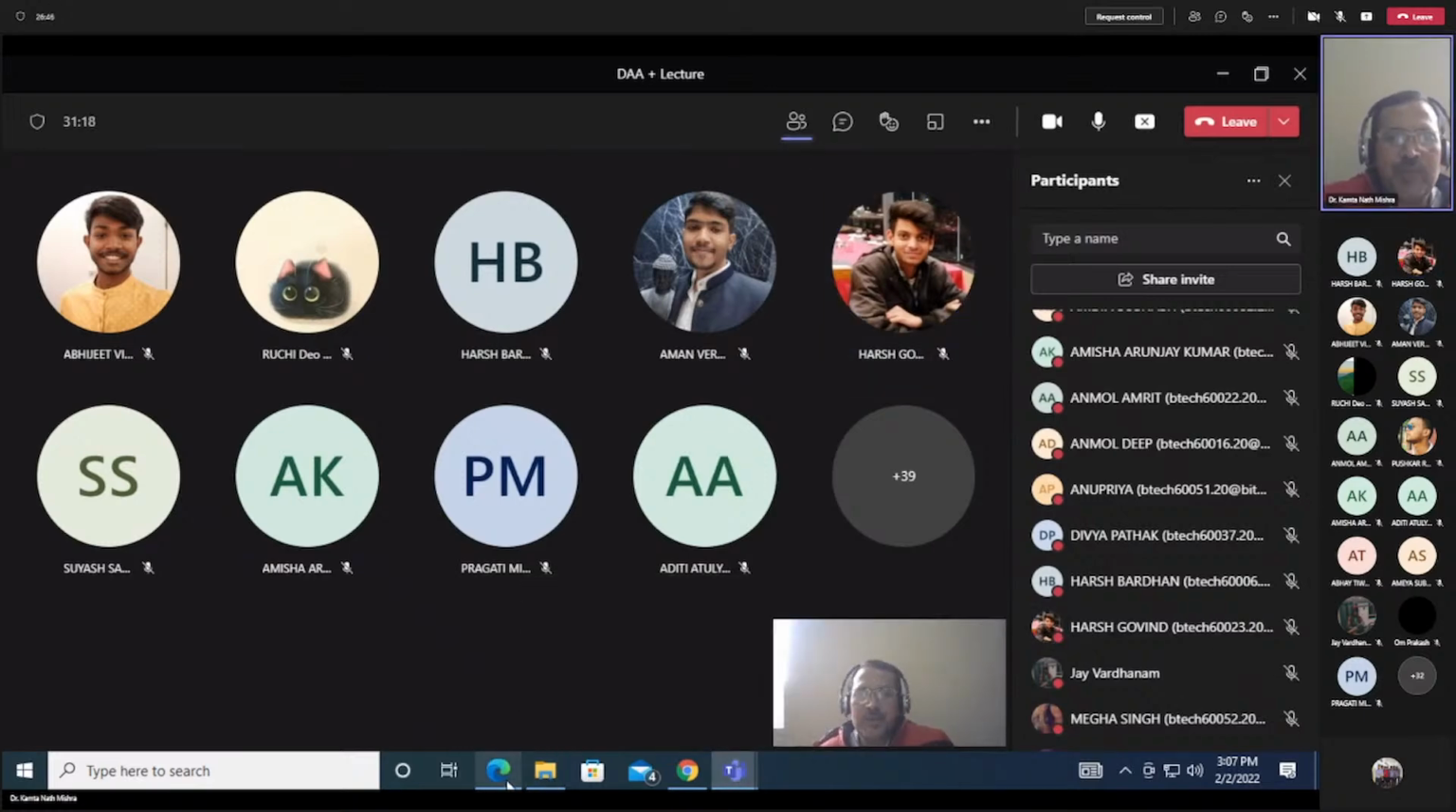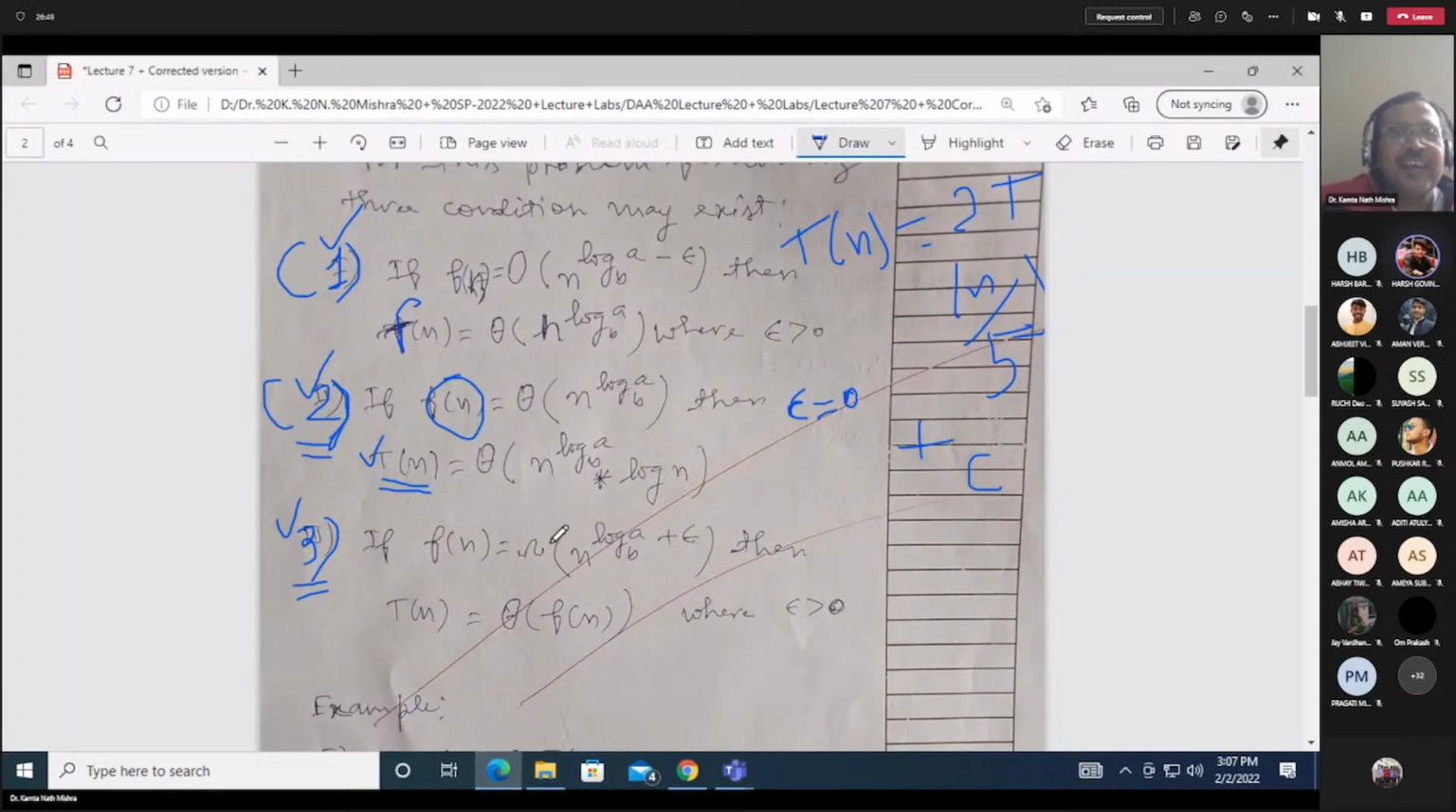So you read equation 3. Sure, sir. If fn is equal to omega of n to the power log a base b plus epsilon, then Tn is equal to theta of Fn, where epsilon is greater than 0. So in any recurrence, if the function Fn is equal to omega of n power log a base b plus epsilon, then the order of recurrence Tn will be equal to theta of Fn.